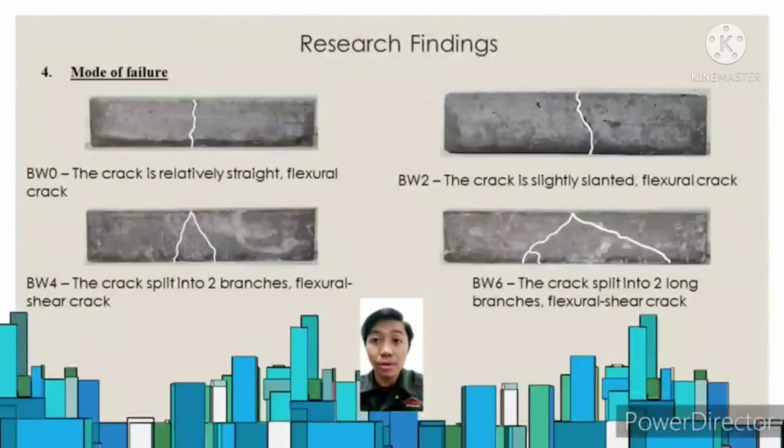For the mode of failure, 0 barbed wire is relatively straight in flexural crack, 2 barbed wire slightly slanted in flexural crack, 4 barbed wire crack split into 2 branches in flexural shear crack, while the 6 barbed wire crack split into 2 long branches in flexural shear crack.